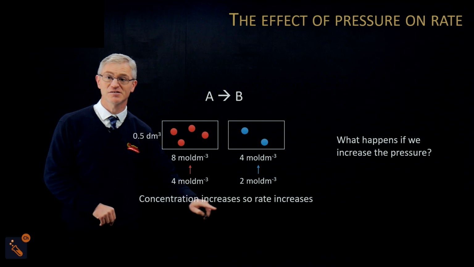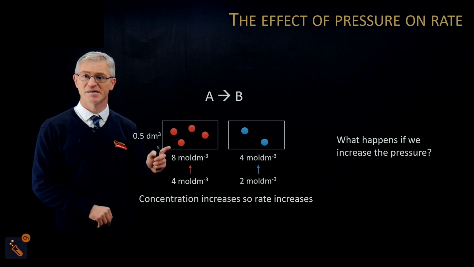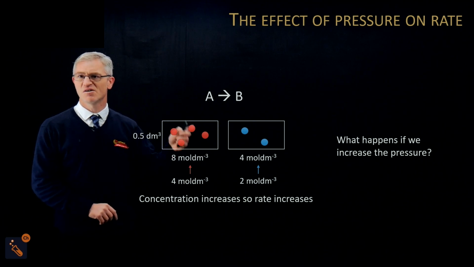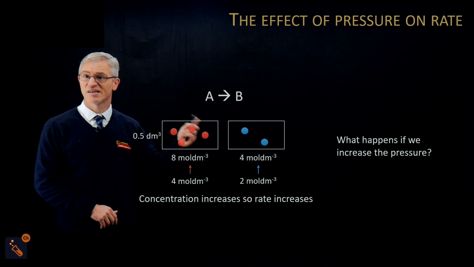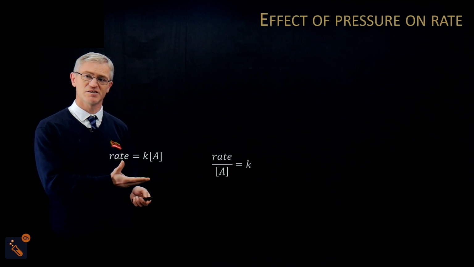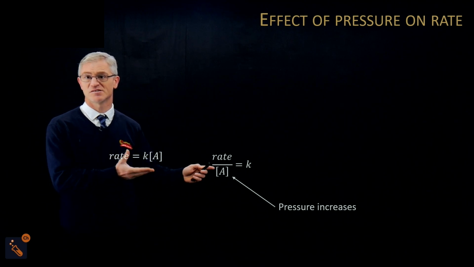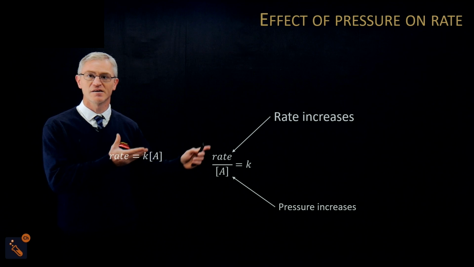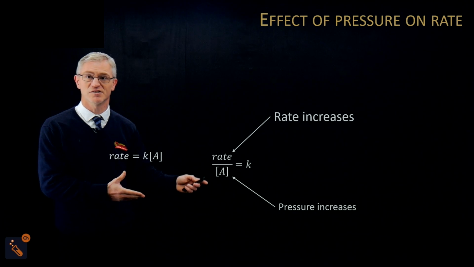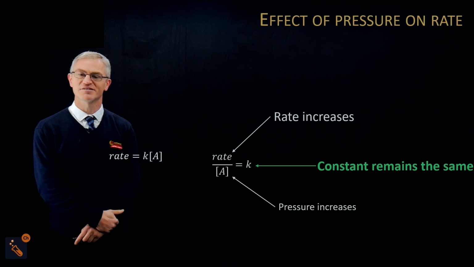So what we've actually done is increase the concentration, and therefore the rate will increase. There's an increase of 4 moles here, and an increase of 2 moles here. So increasing that pressure is going to increase that rate. That's going to affect the rate equation like this. Here's your rate equation, rate divided by A equals K again. Our pressure increases, so our concentration of A goes up. Our rate increases as a result, because there's a higher frequency of collisions since the concentration's gone up. So again, that effect cancels out and the constant remains the same.